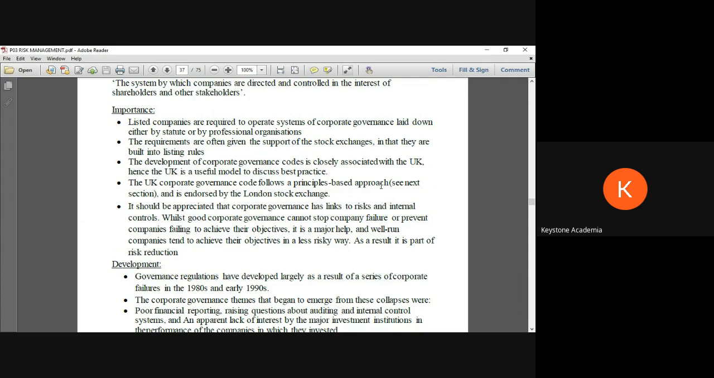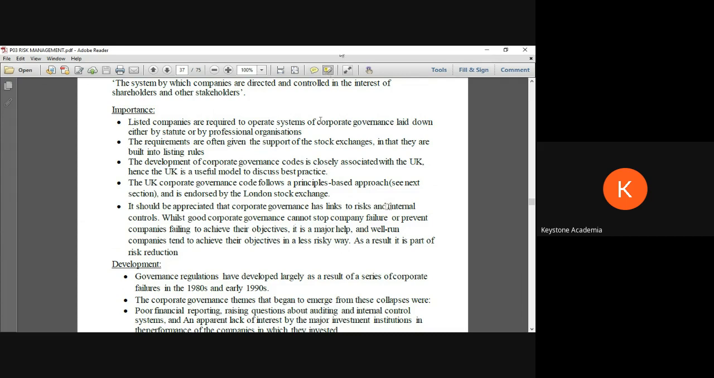Okay, but another way of governance is rule-based. The US is an example. You have to comply or there will be consequences. There is no gray area. In principle-based, you comply or you can explain, and if you explain, there will be no consequences. But when it's rule-based, if you don't comply, there will be consequences. I hope that's clear.